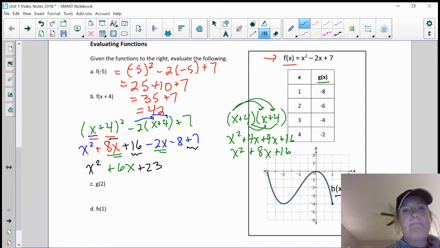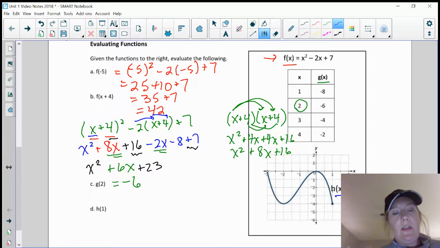Okay. All right, next we're finding g of 2. So the g function is my table here. Okay. Remember, whatever's in parentheses is your input. It's your x value. So that means I need to go to an x value of 2. So when I find g of 2, my answer is the y value, which is -6.